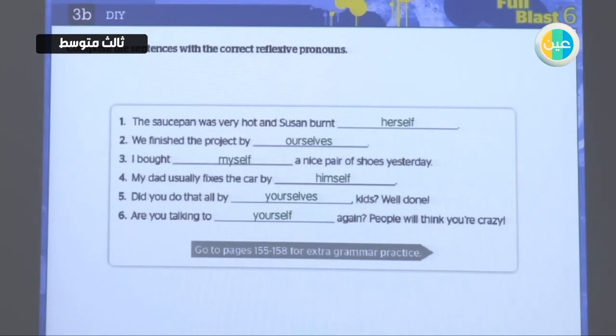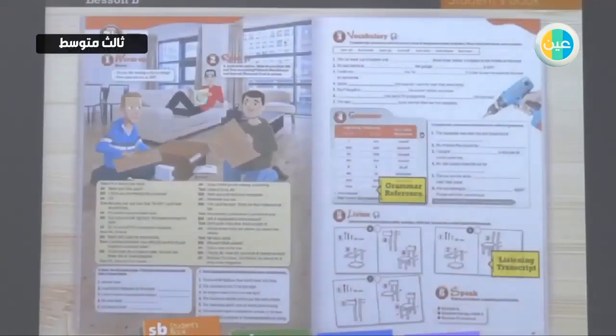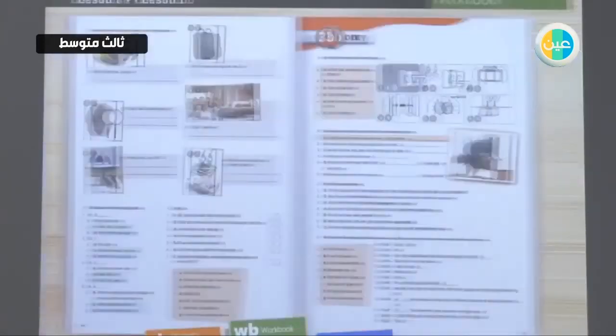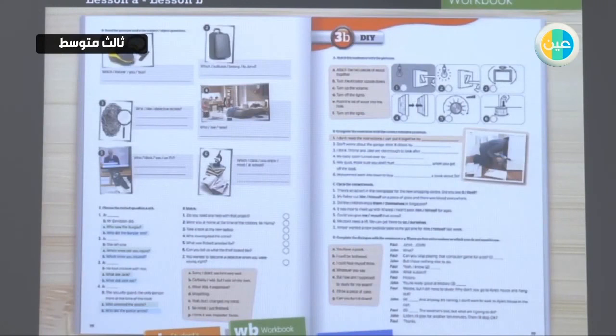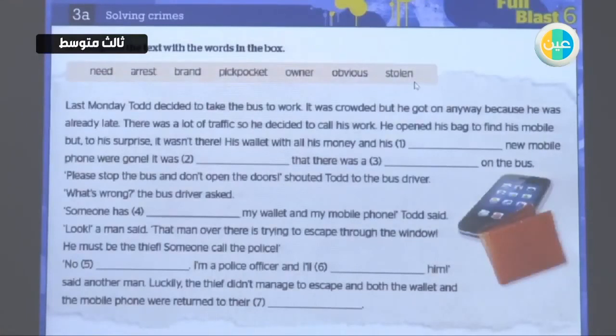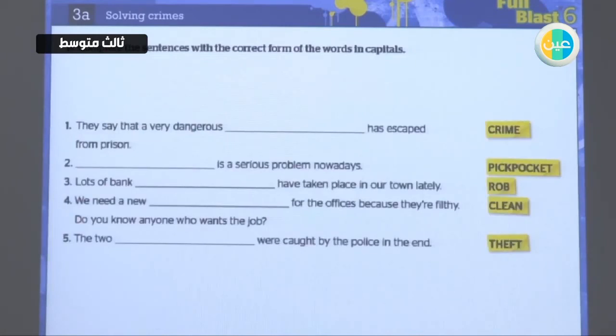Now we're going to move to the workbook, page 97. Exercise A, you're going to do it as homework. Let's move to exercise B. We're going to complete the sentences now using the correct form of the words in capitals. We have crime, pickpocket, rob, clean, and theft.